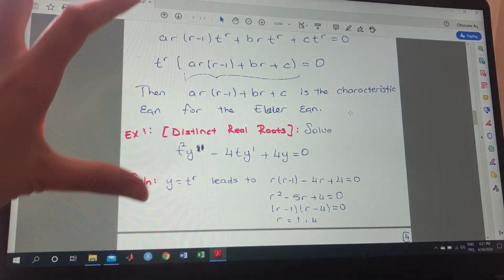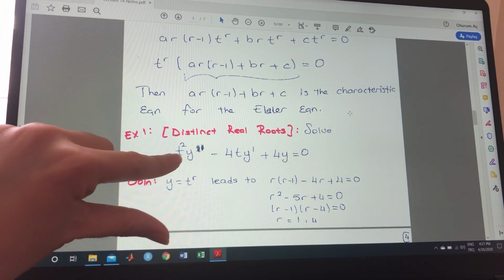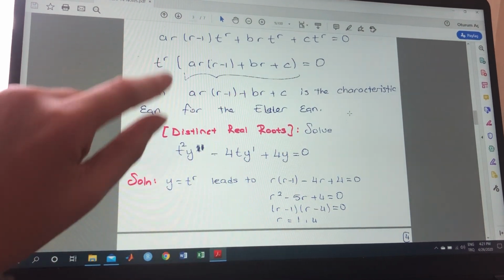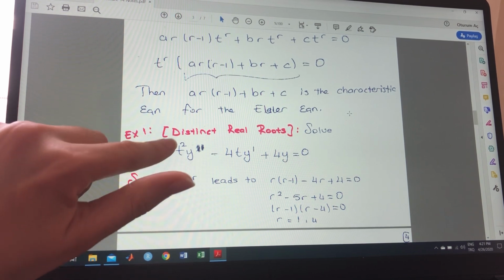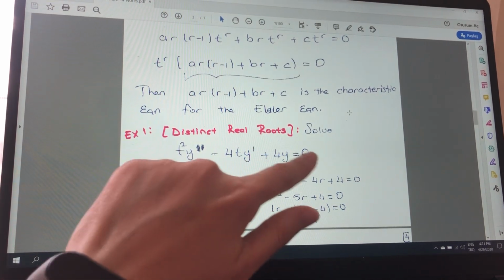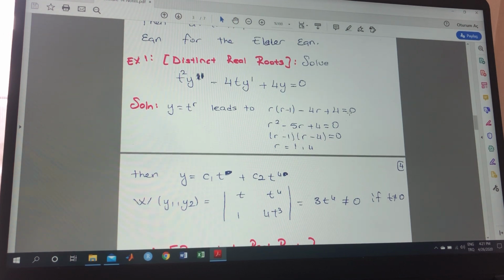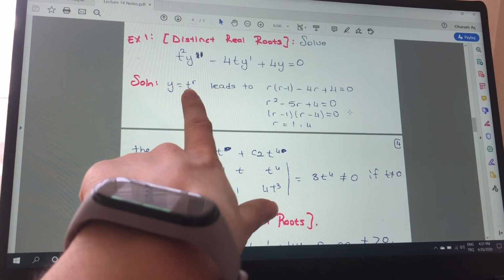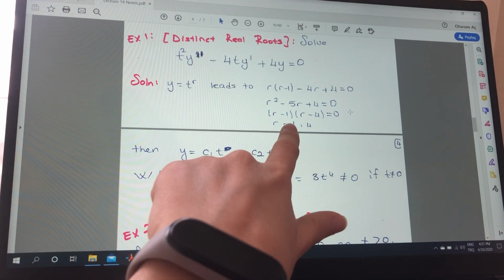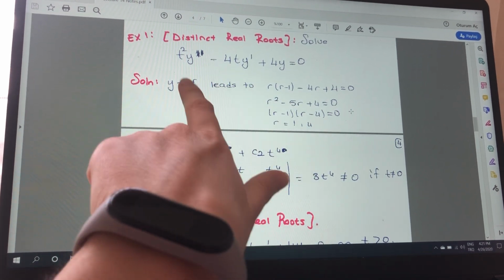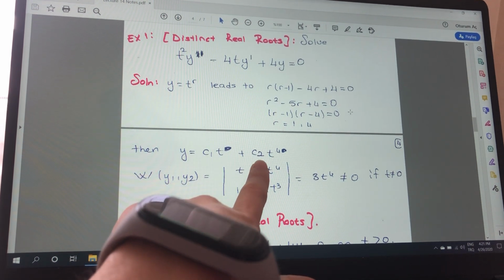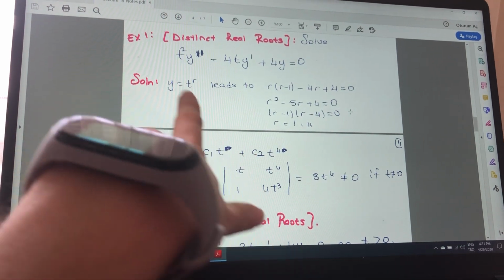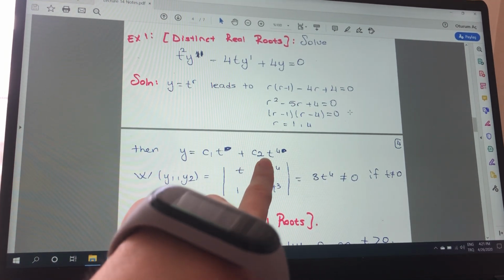What you need to be careful about is writing the characteristic equation for Euler's equation. So this is not r^2 minus 4r plus 4. Instead of that, it is r times (r minus 1) minus 4r plus 4. Okay? Since these are the roots and since our solution is in the form of the power function t^r, I'm writing 1 and 4 as the powers and taking the linear combination as the general solution.